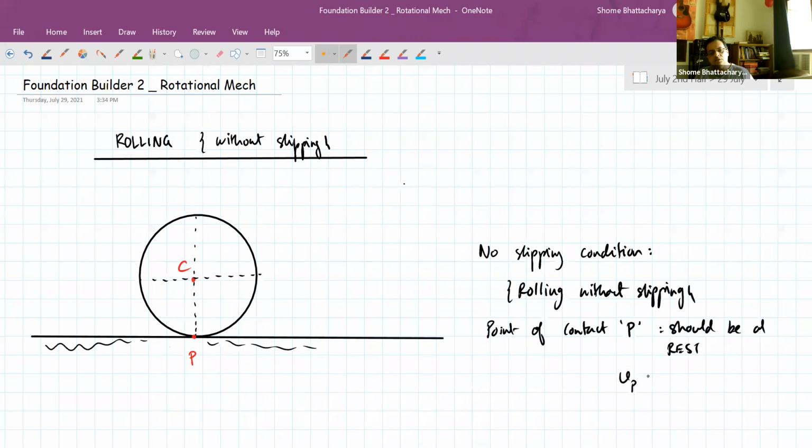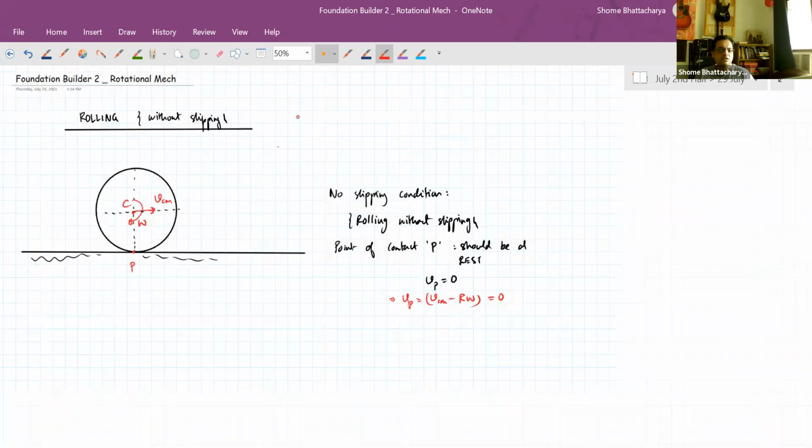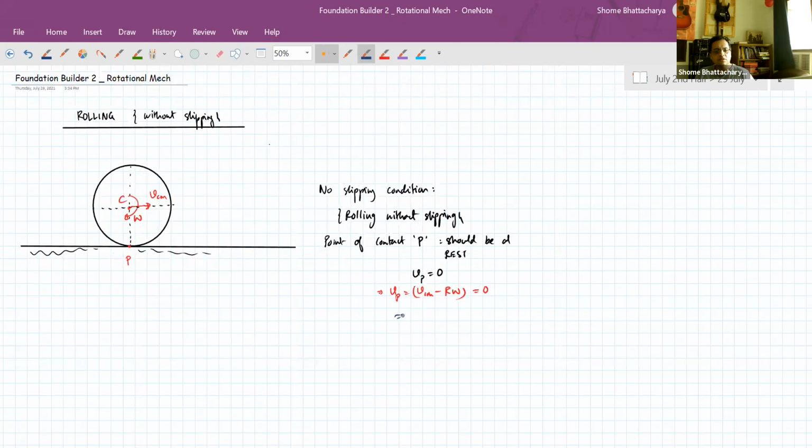That means the velocity of that point of contact should be zero, which of course means that if the center of mass is, for example, moving in this direction with VCM, the angular velocity about the center of mass must be such that the net velocity of this point comes out to be VCM minus r omega, where r is the radius, and that should be zero. So the condition for rolling is that VCM should be equal to r omega. And this is what creates that condition that the point of contact is at instantaneous rest.